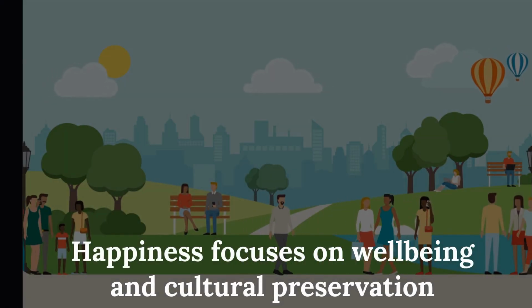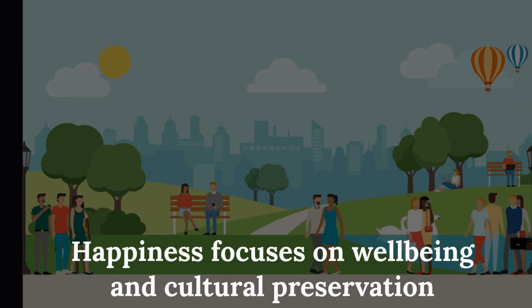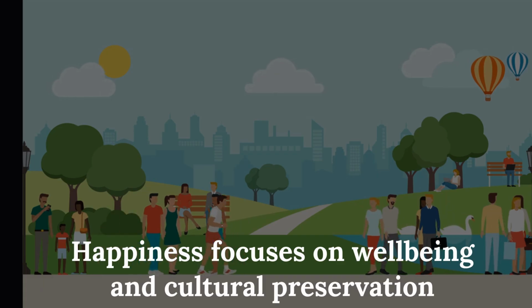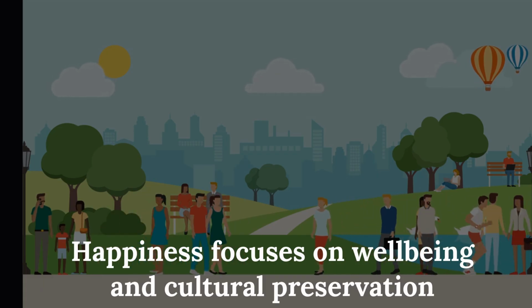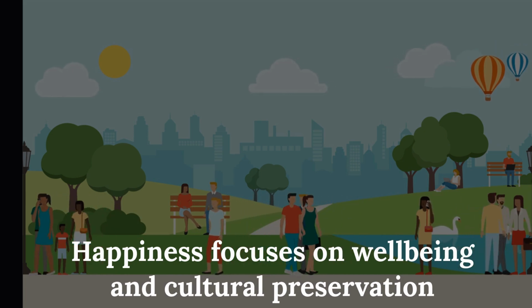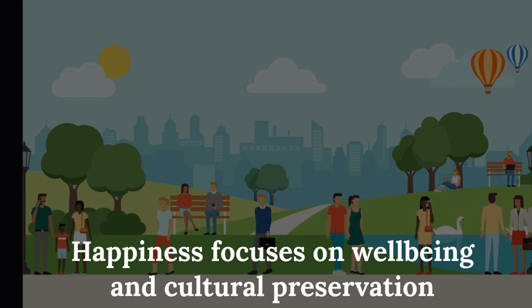Gross National Happiness focuses on happiness and well-being. It includes psychological well-being and cultural preservation. Environmental quality is considered. It's holistic but hard to measure globally. It's innovative but not practical for large-scale adoption.